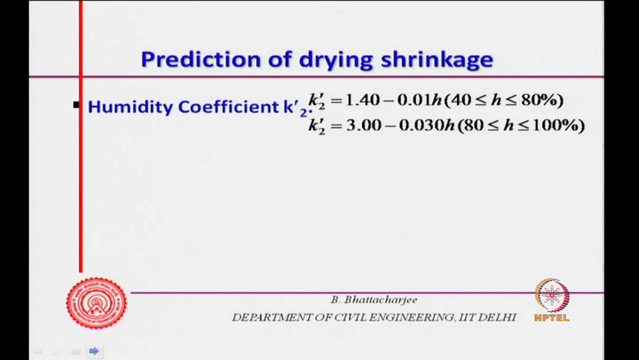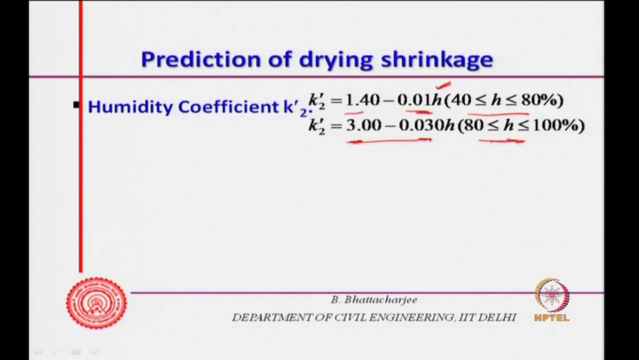K2 dash is the humidity coefficient, this is the exposure condition. So, this is 1.40 minus 0.01 H, where H stands for relative humidity, where your relative humidity is 40 to 80%, and this value is different if your humidity is more than 100%. In fact, this will be much less, as one can see, 3.00 minus 0.03 H, relative humidity 82. So, this formula is given this.